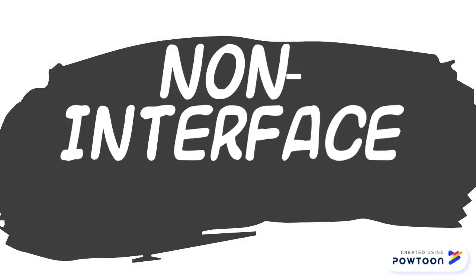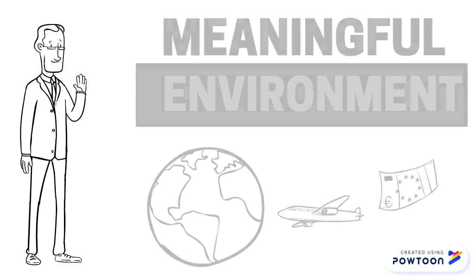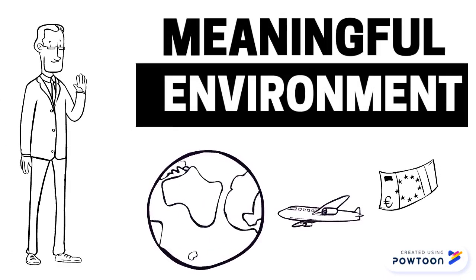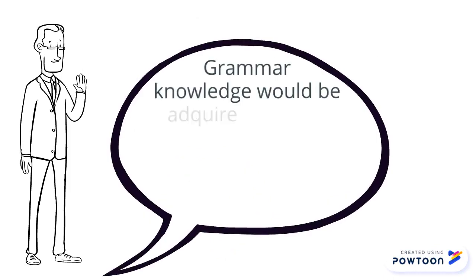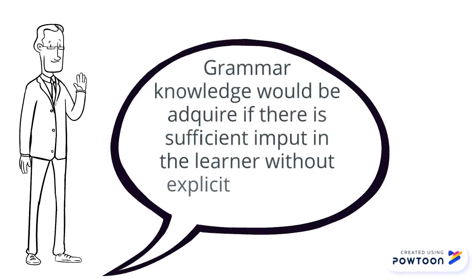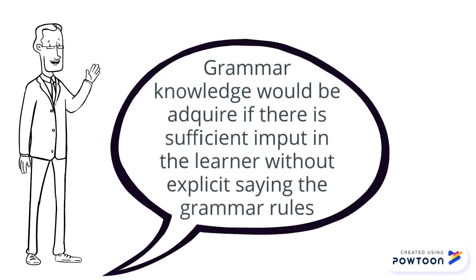The first area is the non-interface position. Krashen is the main researcher in this area. He states that grammar knowledge would be acquired if there is sufficient input in the learner without explicitly saying the grammar rules.